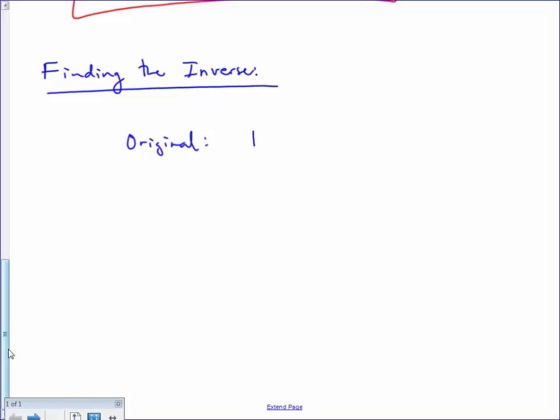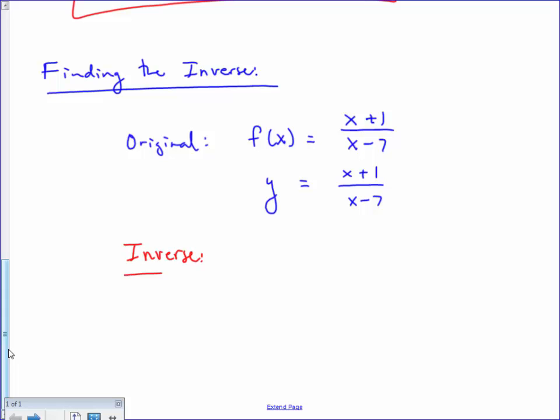The original function is f of x equals x plus 1 over x minus 7. In place of the f of x, I need to rewrite it as y. So y equals x plus 1 over x minus 7. And then actually finding the inverse, I know what I need to do is invert the x's and the y's, or switch the x's and the y's. So where there was a y, put an x, and where there was an x, put a y.